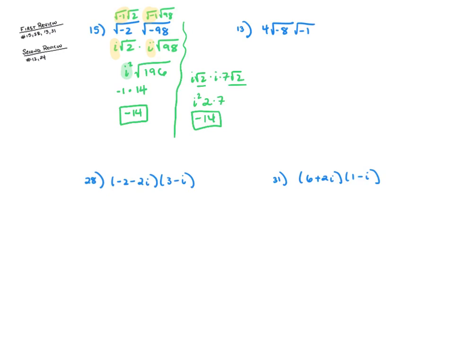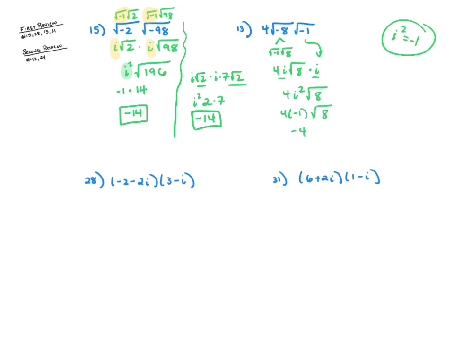Okay, so now I'm going to do the next one, which is 4 times the square root of negative 8 times the square root of negative 1. So I'm going to rewrite the square root of negative 8 as i root 8, because it's root negative 1, root 8, so i. And then the square root of negative 1 is just i. So I'm going to go ahead and multiply the i's together. i times i is i squared. And I know, and this is for always, i squared is negative 1. So this is the same thing as 4 times negative 1, which is negative 4.